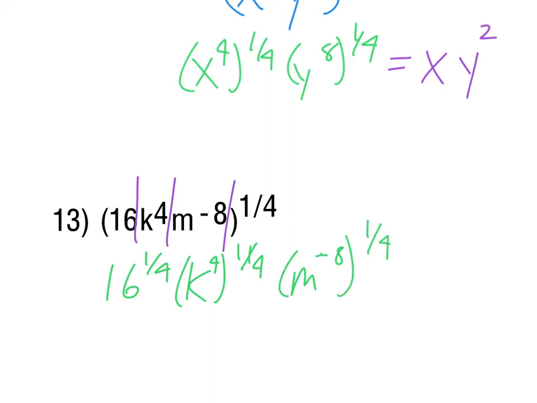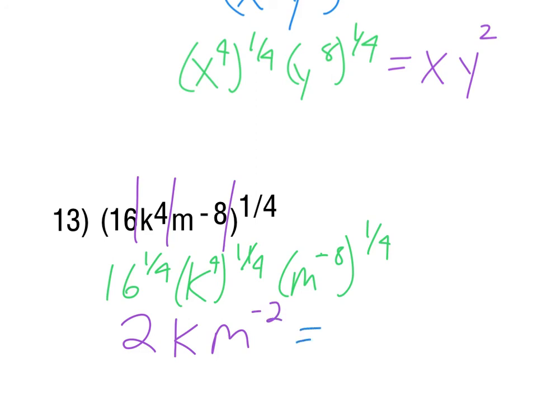And there's certainly different ways you could look at this. 16 to the 1/4 is the same as the 4th root of 16, which is 2. K to the 4th to the 1/4, again, that's that power of a power property, so we multiply those exponents together, we get k to the 1st power, and then the m, the same thing, and multiply the negative 8 by the 1/4, because it's a power of a power, we get m to the negative 2.